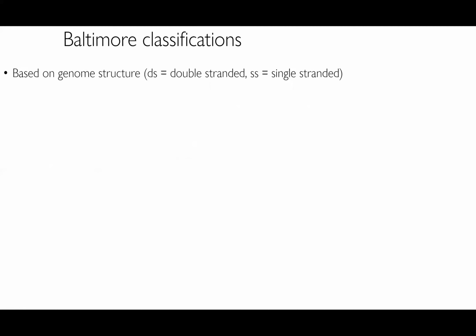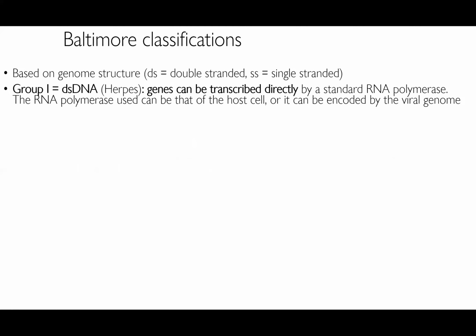But the best way we know to classify viruses right now is actually the Baltimore classification. It's based upon genome structure. The way this breaks down is we have group 1, which is double-stranded DNA. An example of this is the herpes virus. The genes can be transcribed directly by standard RNA polymerase. It's typically from the host cell, but it can also be from the viral genome.